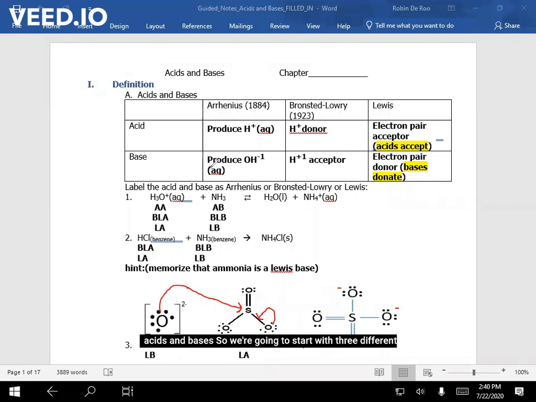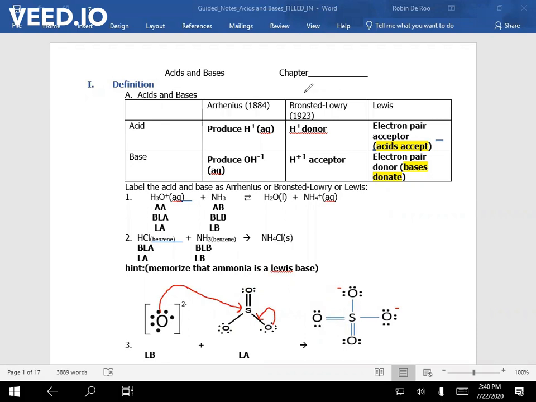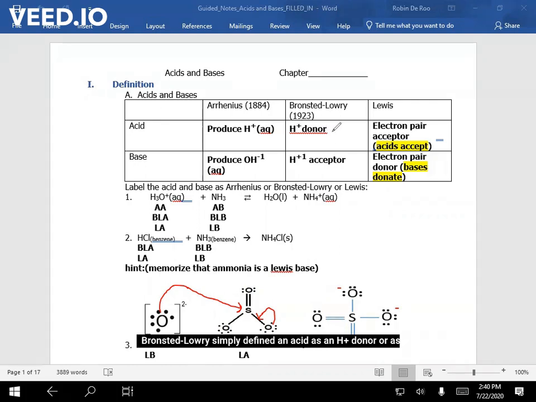Acids and bases. So we're going to start with 3 different definitions for acids and bases. Arrhenius defined an acid as being able to produce hydrogen ion in water. Bronsted Lowry simply defined an acid as an H+ donor, whereas the Lewis definition for an acid is an electron pair acceptor. So you want to remember that acids accept.